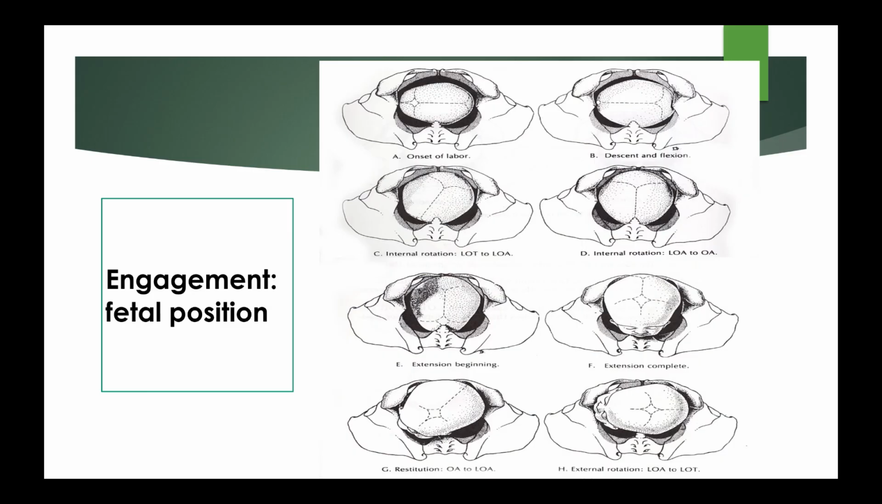Now, fetal position at the end of engagement is occiput transverse. Could be left or right, or the sagittal suture is along the transverse axis of the maternal pelvic inlet.